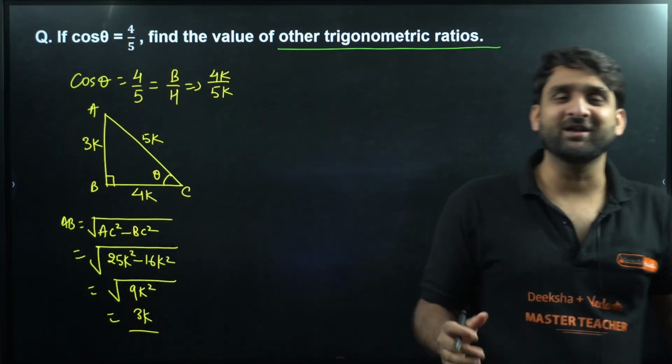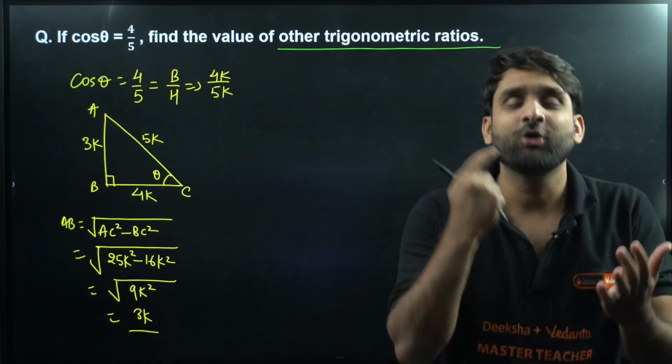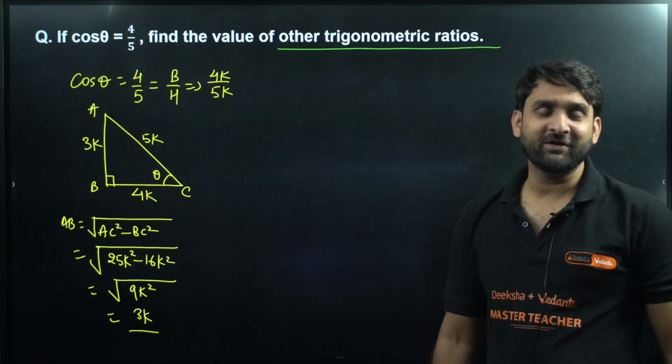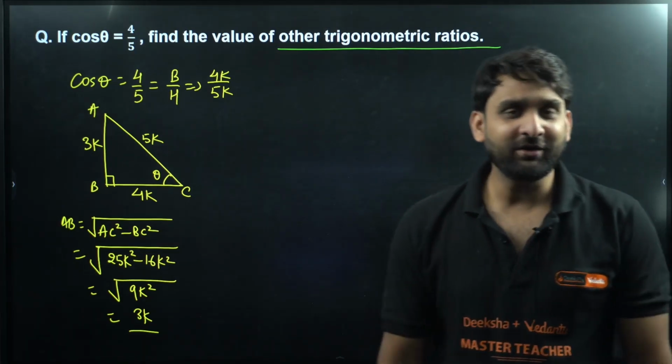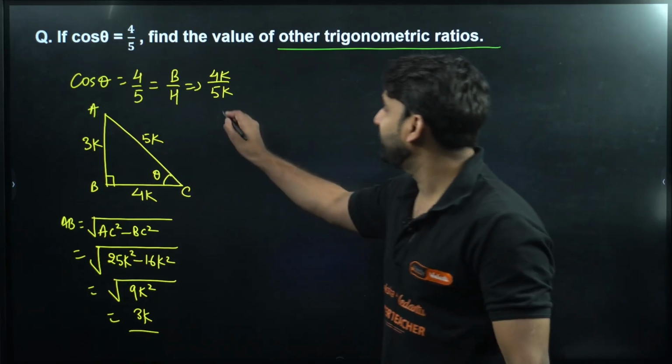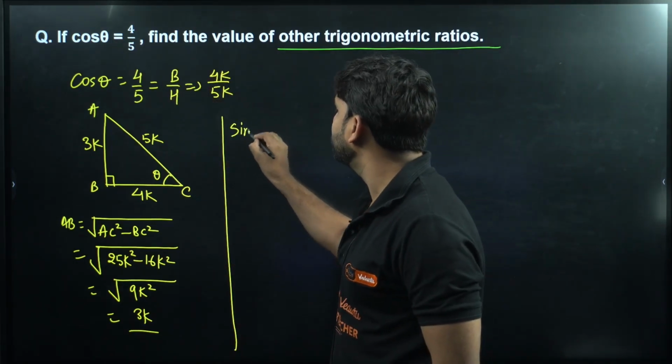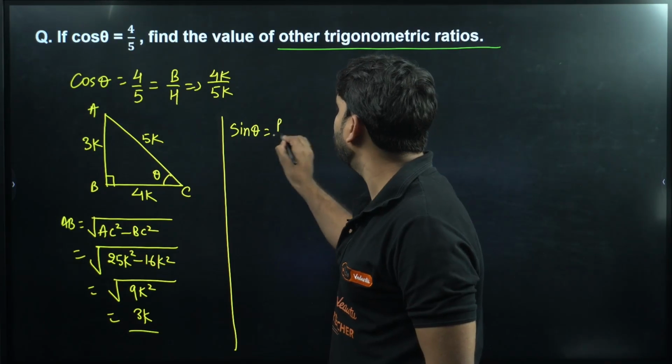So my dear students, you have base, you have hypotenuse, and you have perpendicular also. Can't you write remaining trigonometric functions? Yes, of course you can, my dear. So if cos is there, now find out sin theta first. Sin theta will be perpendicular by hypotenuse.